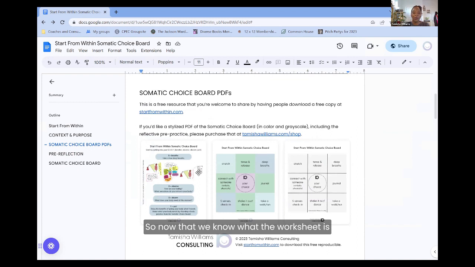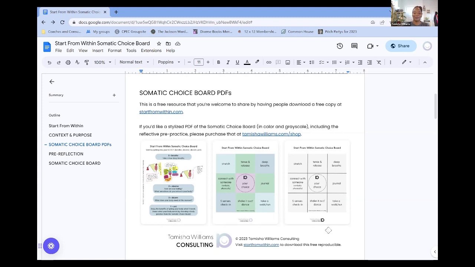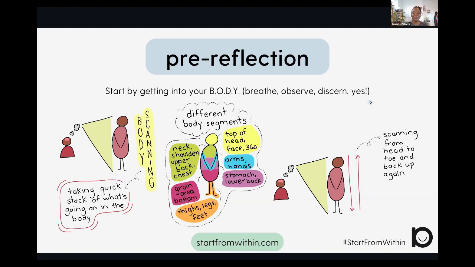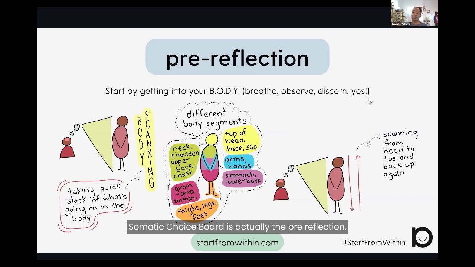So now that we know what the worksheet is, and if you want to follow along, hopefully you've already dipped on over to startfromwithin.com. Let's head back to our slides and go through the actual exercise. Okay. So the first part of using the somatic choice board is actually the pre-reflection. And we're going to start by getting into our body.